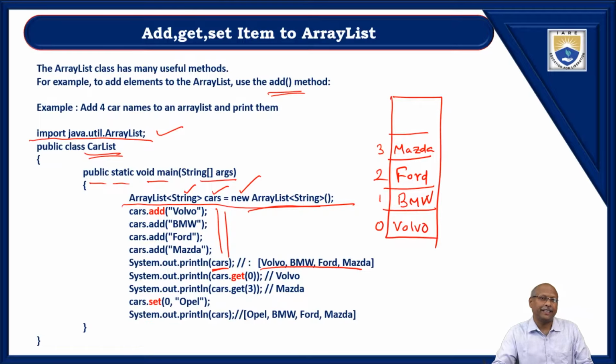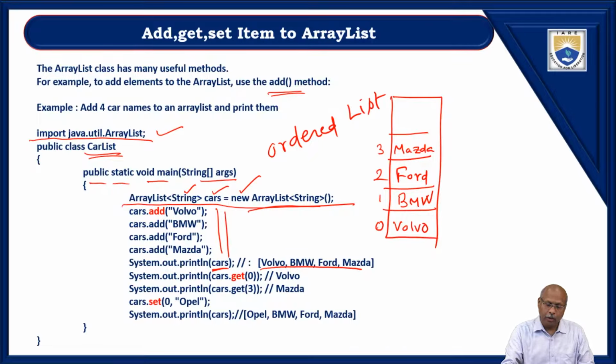We follow an ordered index. ArrayList is an ordered list. It maintains the order 0, 1, 2, 3, next 4, next 5, like this. It will maintain the index. Now when I want to print the 0th item, what item is there at the 0th place? You can call the get method. So using the get method, the 0th item is what? Volvo. So automatically Volvo will come.